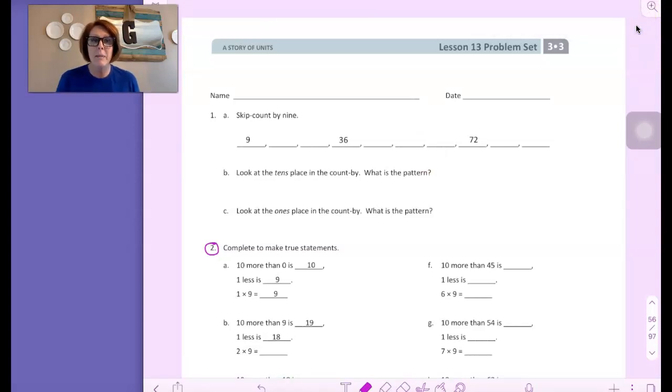Number 1 says skip count by 9 in letter A. So we can fill in our skip counts. And as we're doing this, we can be thinking 9 times 1, 9 times 2, 9 times 3. You can use your chart to fill this in. 45, 54. Remember to count by 9s. We can add 10 and take 1 away. So 54 plus 10 minus 1 is 63. 81 and 90.